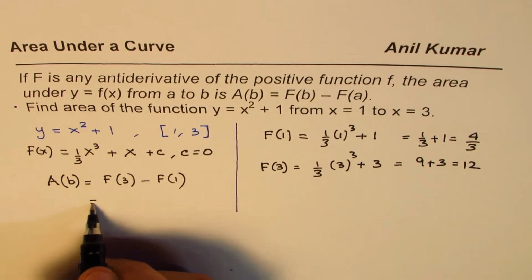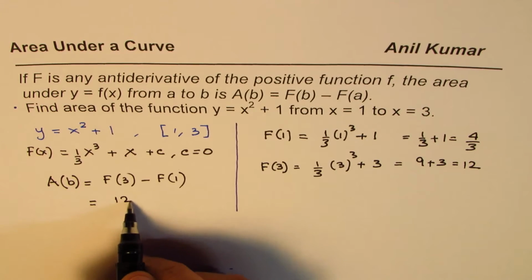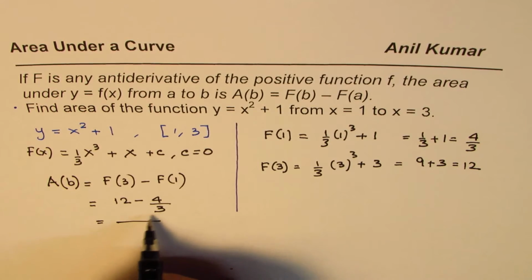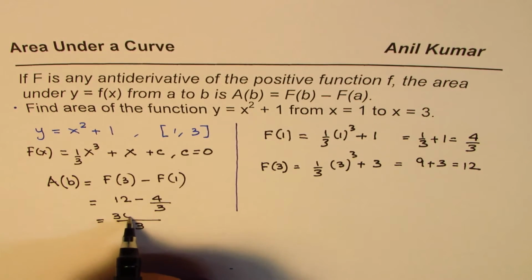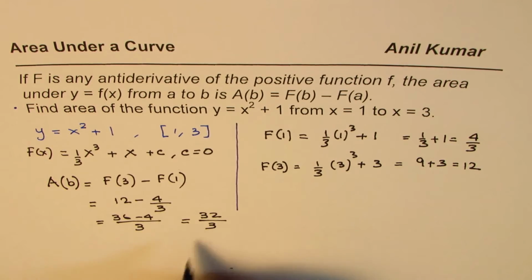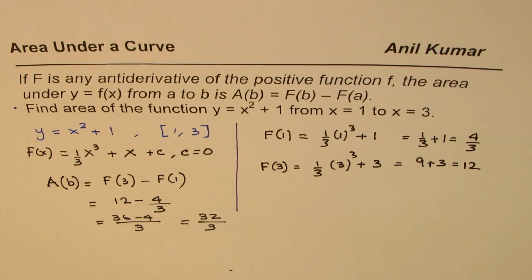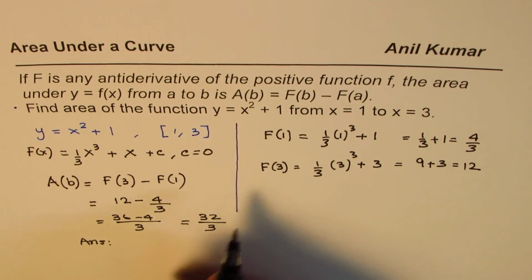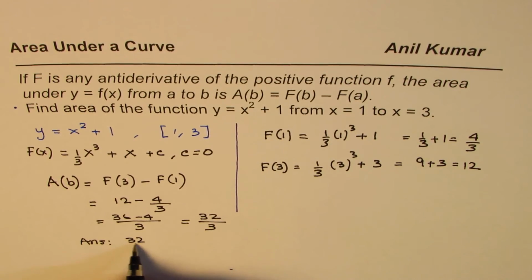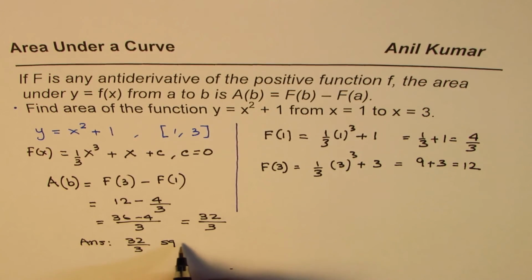So we'll substitute these values here. F of 3 is 12, so you get 12 minus 4 over 3. And that gives you, taking common denominator 3, 36 minus 4, and that is 32 over 3 square units. So that is what your answer is. That's how we'll be solving such questions. So we can write down our answer, which is the area under this curve between 1 to 3 is 32 over 3 square units. So that is how we could do it.